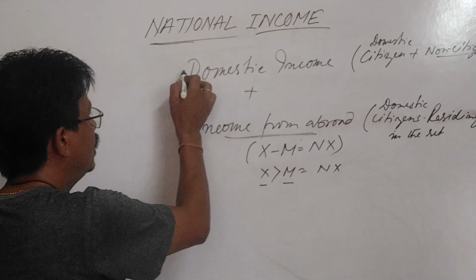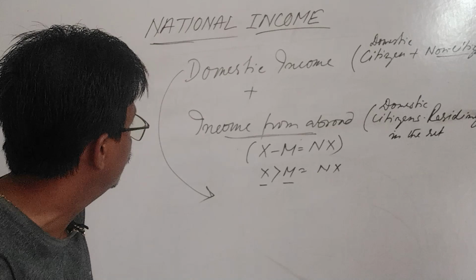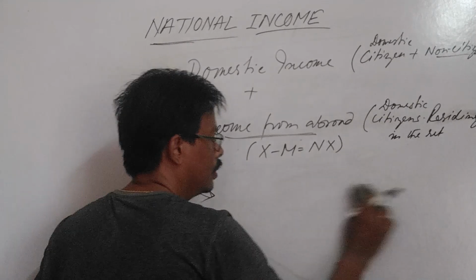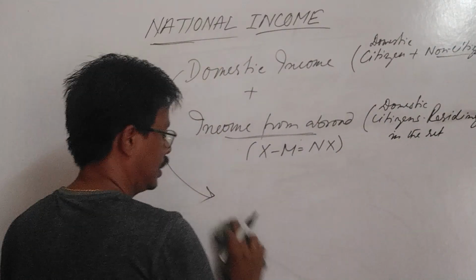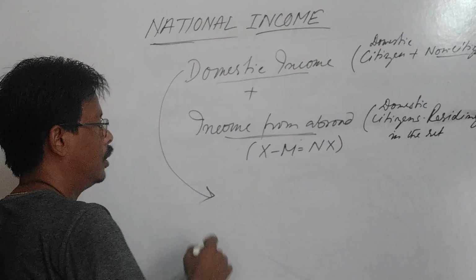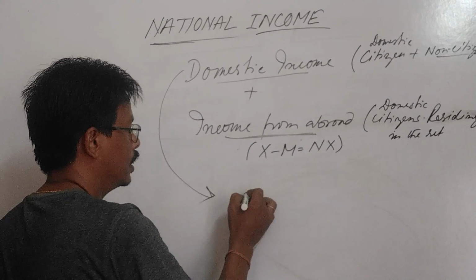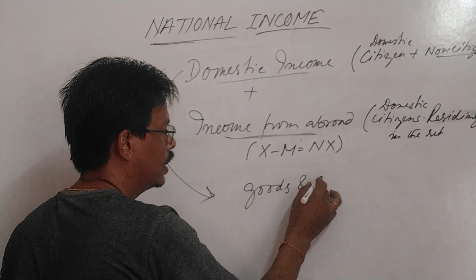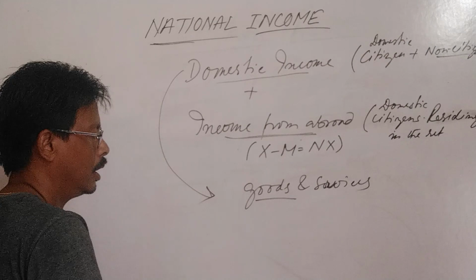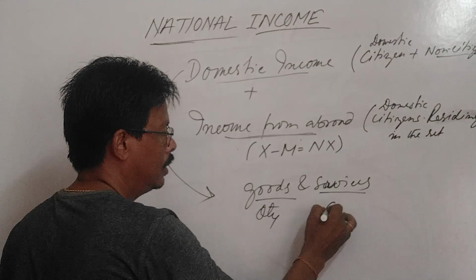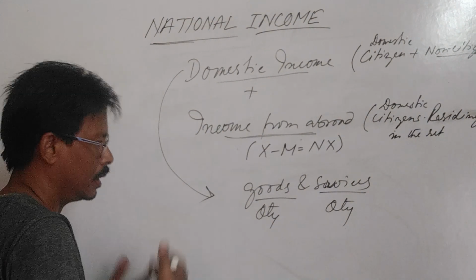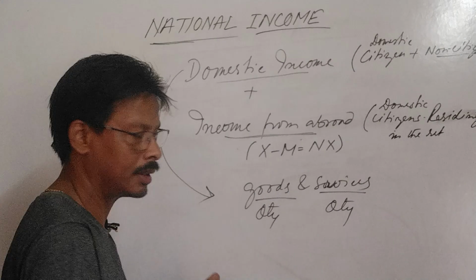But when we talk about the income from the domestic country, it will be a big and typical task, because domestic income of a country or income of the citizens may be accounted in two ways. One is goods, another is services. Goods may be accounted in quantity, but services cannot be accounted in quantity. So to calculate national income, we have to take different methods.